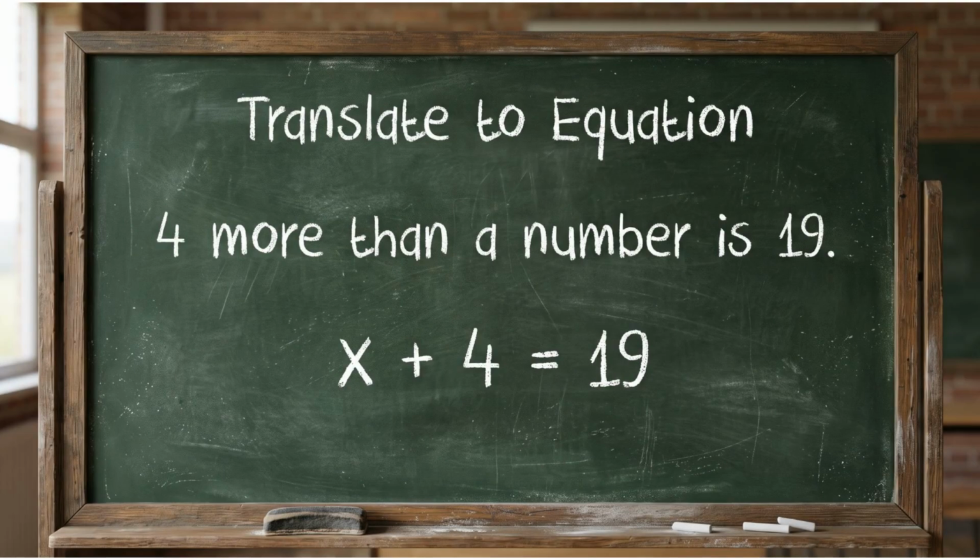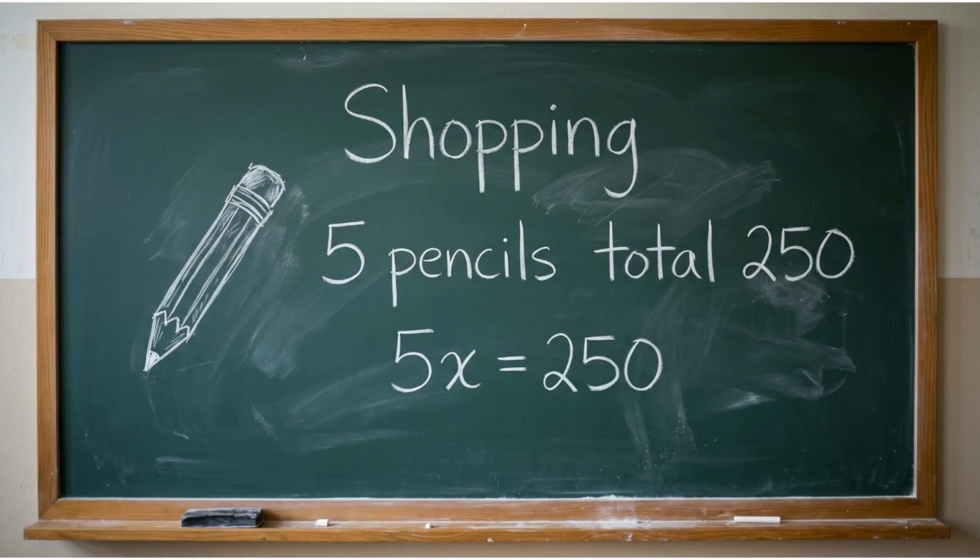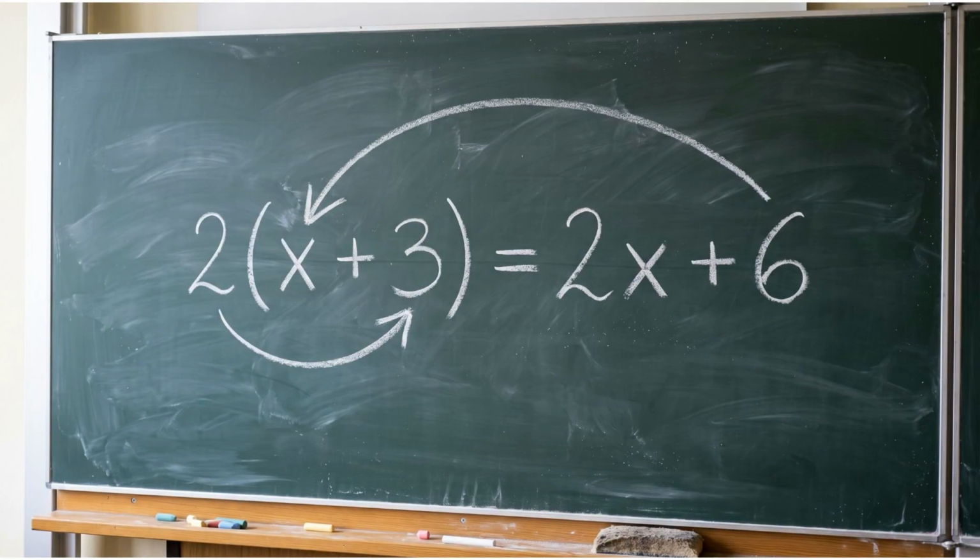We can translate word problems into equations. 4 more than a number is 19 translates directly to x plus 4 equals 19. Shopping problems are also useful. If 5 pencils cost 250, we can represent this as 5x equals 250. When you encounter parentheses, use the distributive property. 2 times the quantity x plus 3 becomes 2x plus 6.